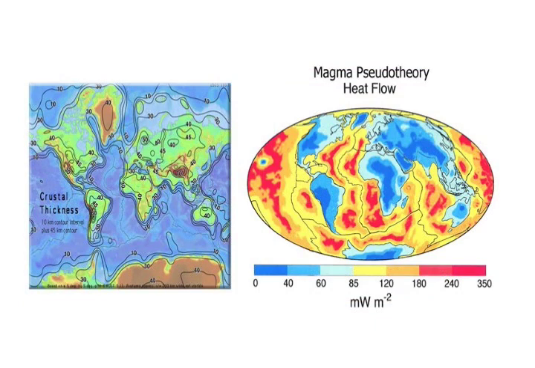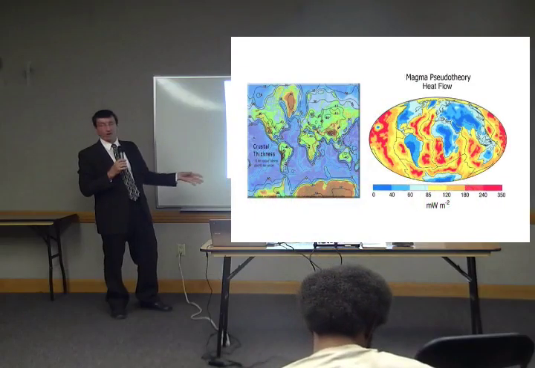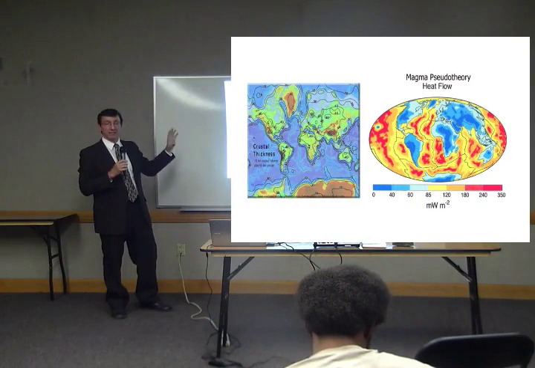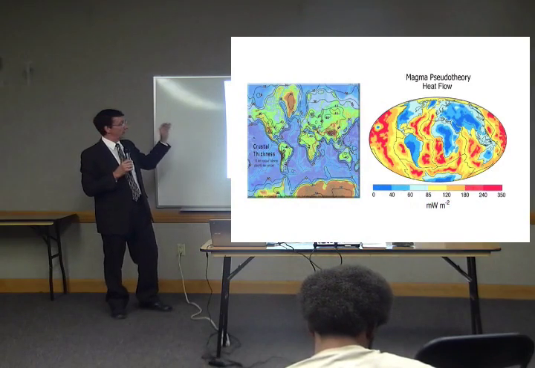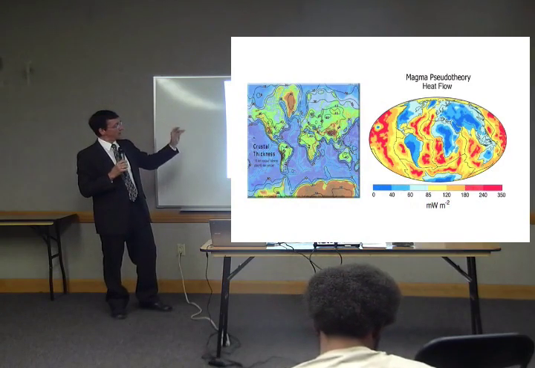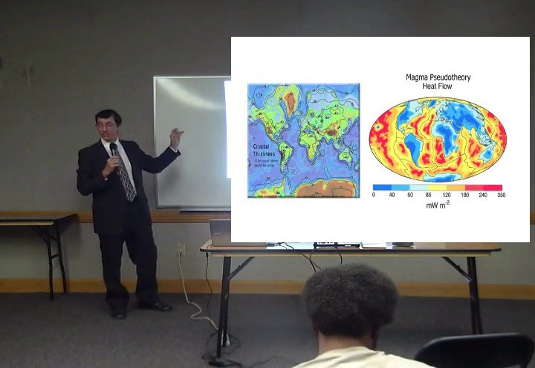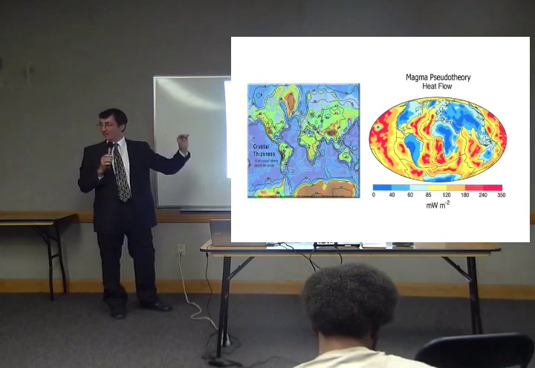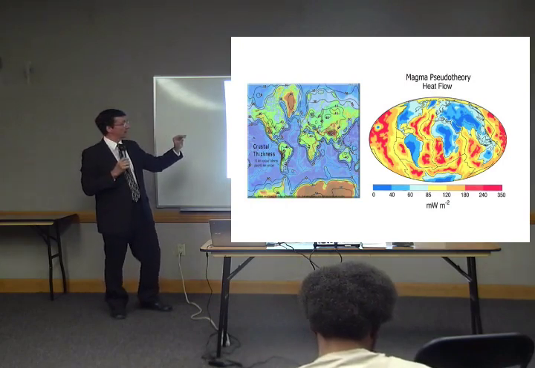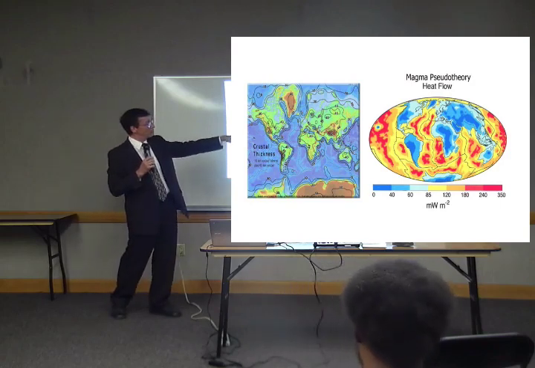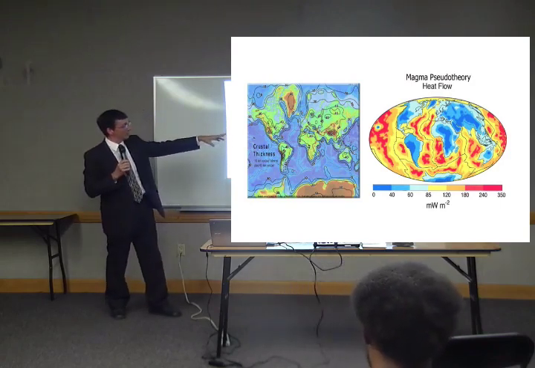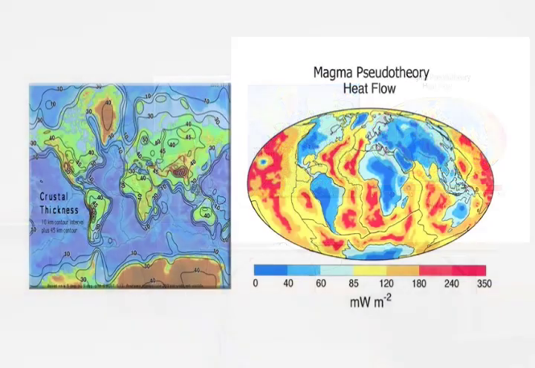This is showing crustal thickness on this side, and on that side is what the magma pseudotheory heat flow should look like based on that crustal thickness. Again, if the crust of the earth in the oceans is 6 times thinner than the continents, then the continents would be cool, as shown with the blue. You can pick out the continents there. And the oceans would be hot.